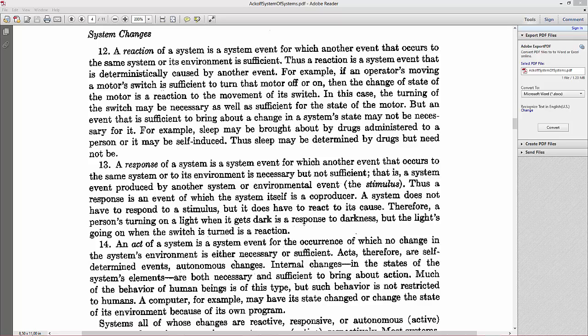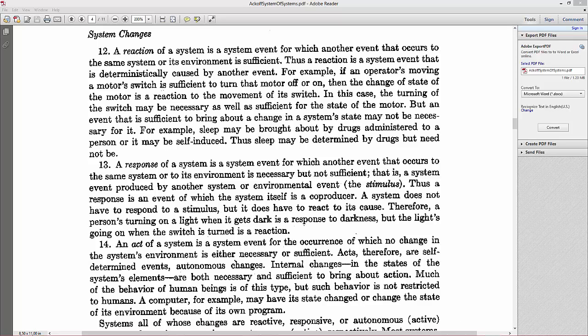An act of a system is a system event for the occurrence of which no change in the system's environment is either necessary or sufficient. Acts, therefore, are self-determined events, autonomous changes. Internal changes in the states of the system's elements are both necessary and sufficient to bring about action. Much of the behavior of human beings is of this type, but such behavior is not restricted to humans. A computer, for example, may have its state changed or change the state of its environment because of its own program.